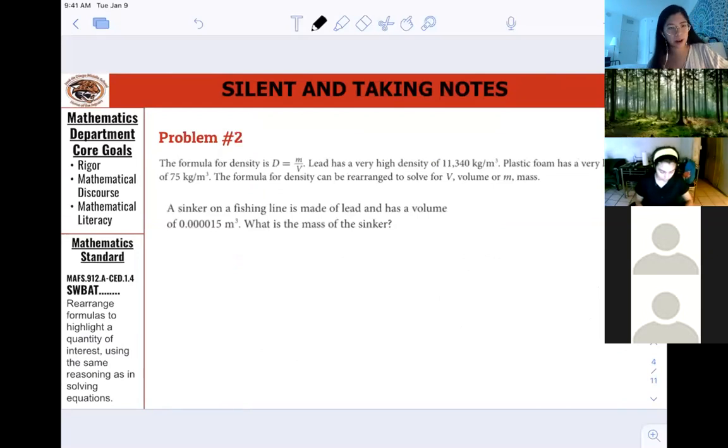So here's a problem. What I want you guys to write down, I don't want you to write down the whole thing. You guys are going to write down the formula and then everything else that I write underneath, okay? So just write down the formula. You don't have to write down that whole word problem.